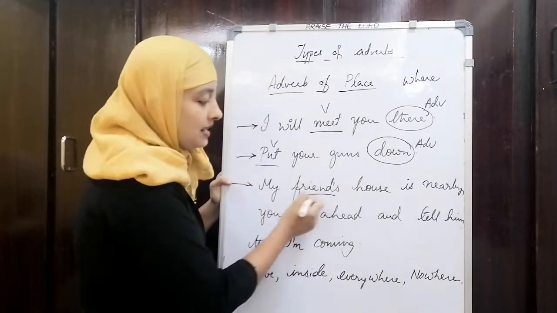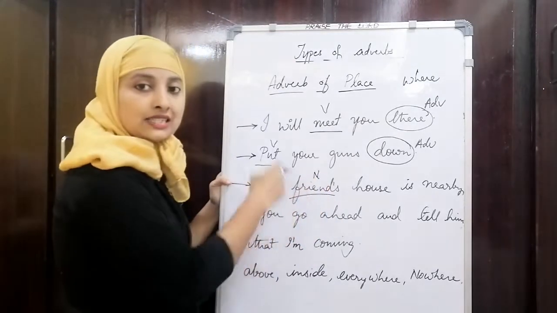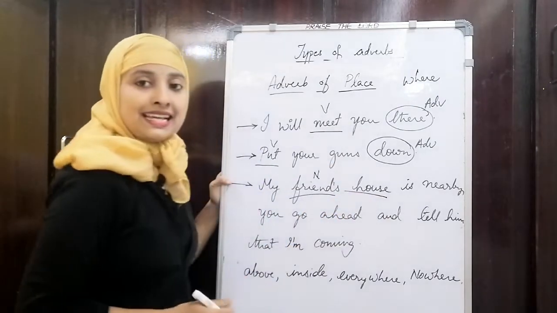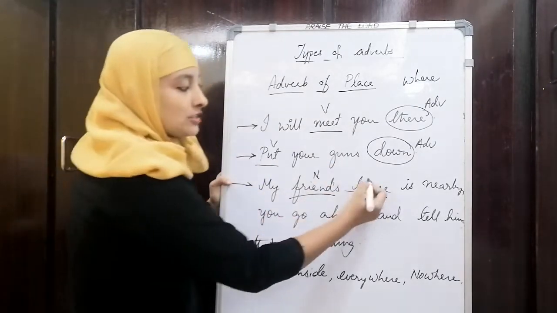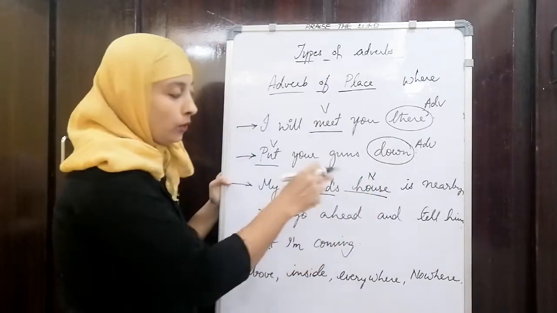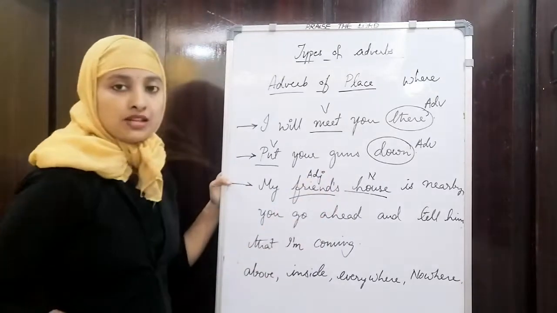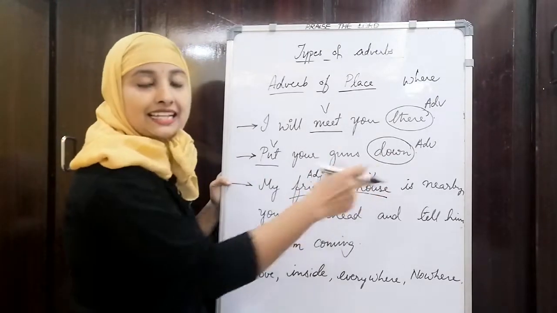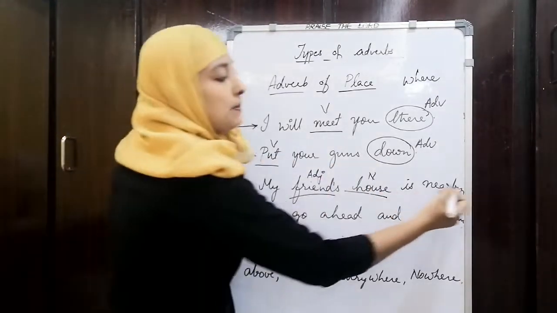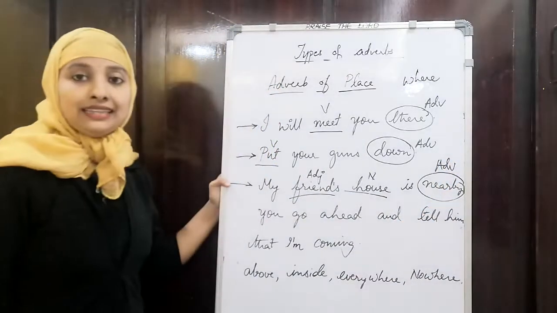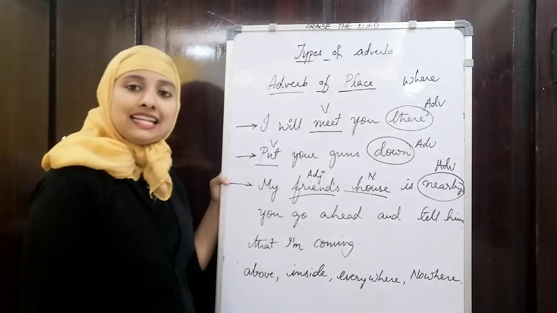Friend is the noun. What are we talking about? My friend's house. Actually, we are talking about house, the noun. Whose house? My friend's house. That is the adjective. Okay. My friend's house is. Where's your friend's house? Nearby. So here, nearby is the adverb which is modifying the adjective.